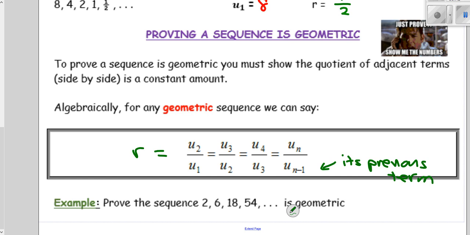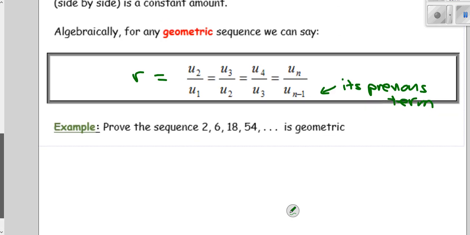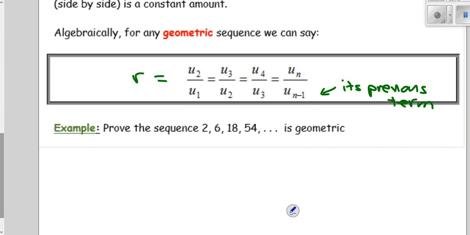Let's go back to here. Prove this sequence is geometric. It's very tempting to just think, just do this, it's previous term. So it is tempting to just say, hey, it's easy, what are we multiplying by? 3, yeah. But to do it formally, we kind of need to set up something like that.